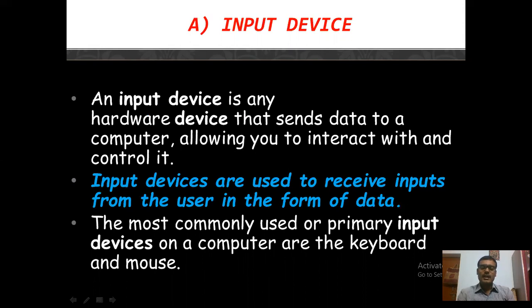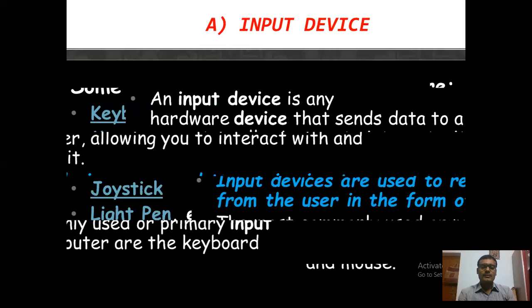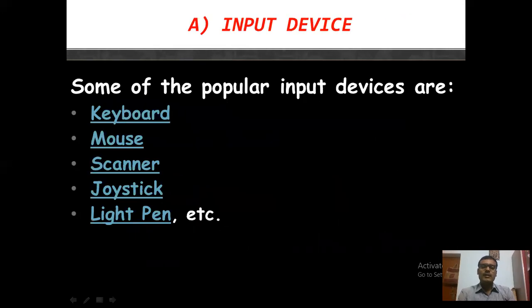Input devices are used to receive inputs from the user in the form of data. The most commonly used or primary input devices on a computer are the keyboard and mouse. These are also known as basic input devices. Now, you can see some of the popular input devices are keyboard, mouse, scanner, joystick, light pen, etc.